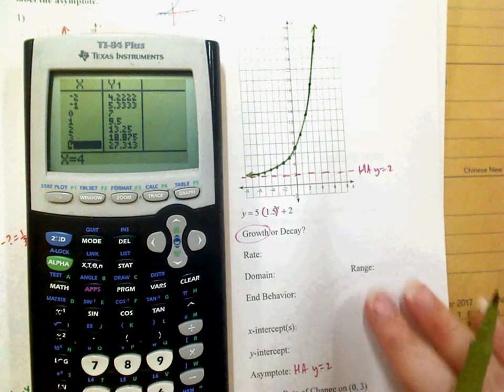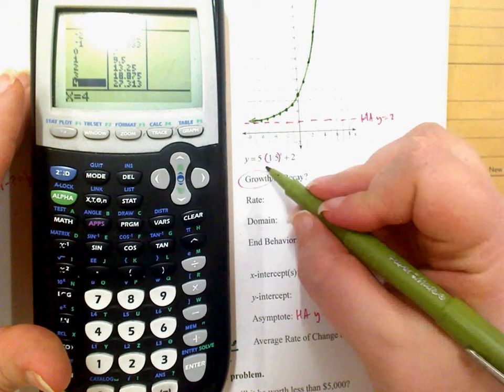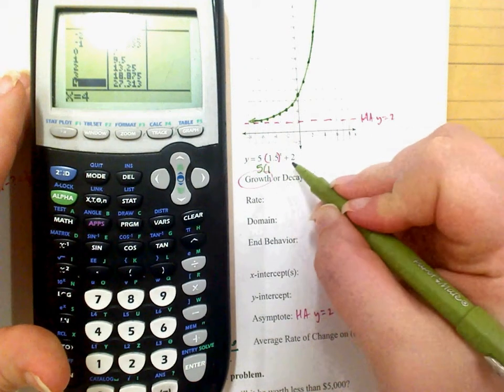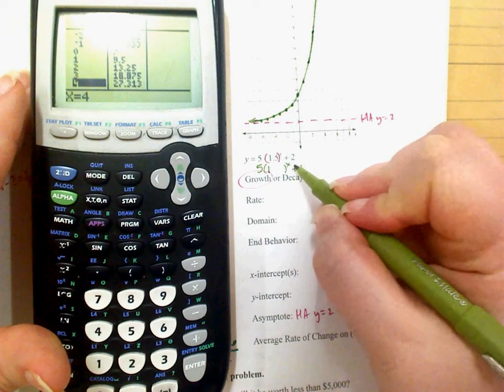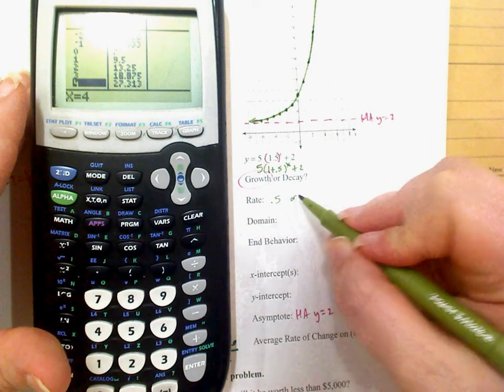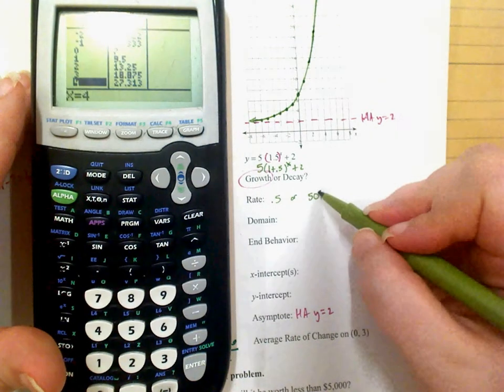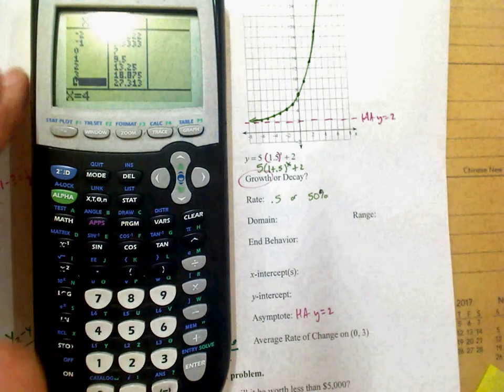So when I think about the rate, remember this is the same thing as saying 5 times 1 plus or minus something to the x. So it's plus 0.5, which means our rate is 0.5 or 50%. Okay? It's how far away from 1 it is. And so 1.5 is 0.5 away from 1 in the positive direction.